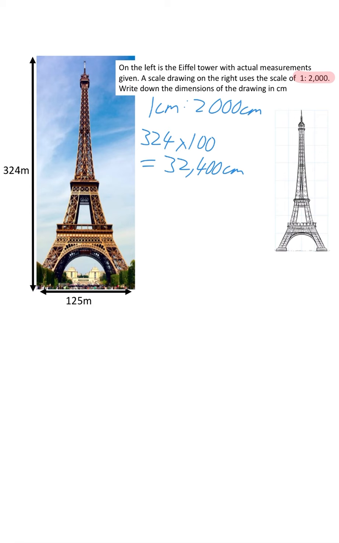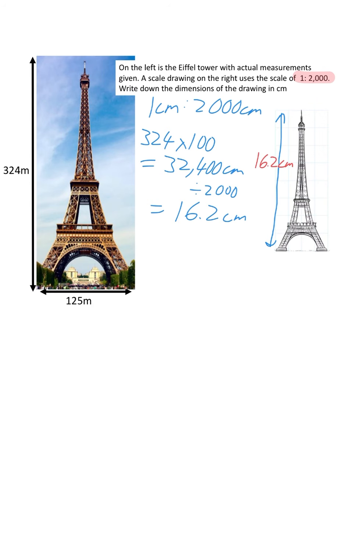And then with that, I'm going to divide by 2000, because remember 1 represents 2000. So divided by 2000, that's going to be 16.2 centimeters. So on my drawing, I will have 16.2 centimeters.